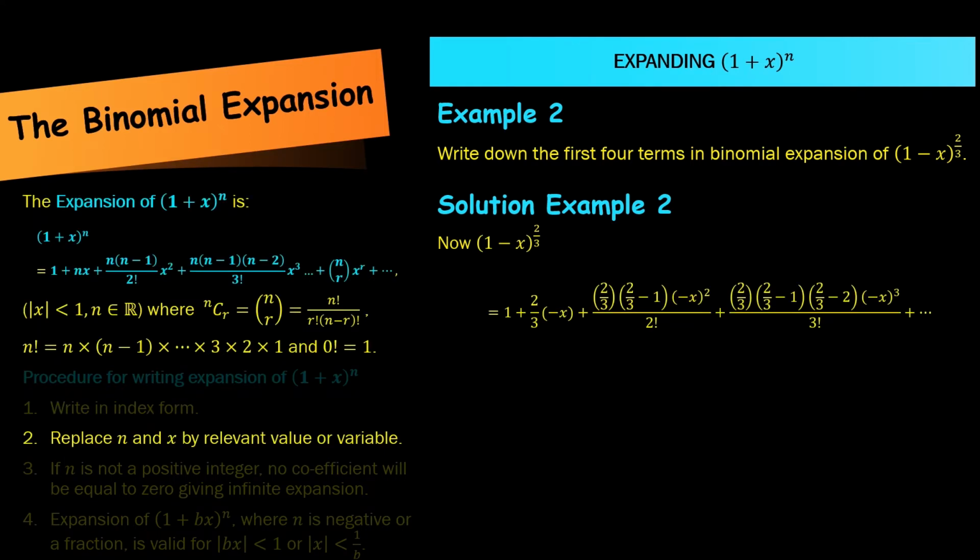For the next step, we need to consider the values of n and x. We are going to replace n by 2/3, since n equals 2/3. So we replace it here, here, and here. And we're going to replace x by minus x. So here we already have minus x. We're going to replace x by minus x here, here, and here.